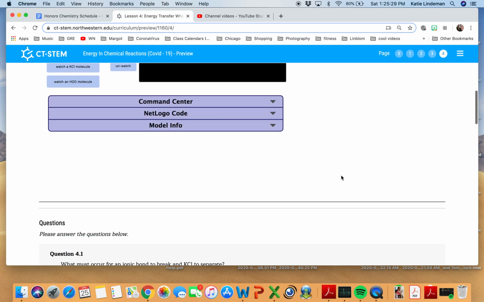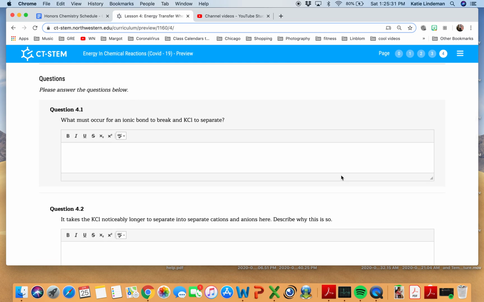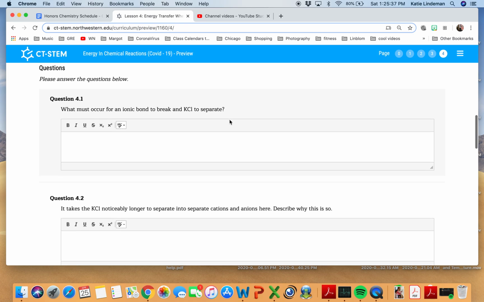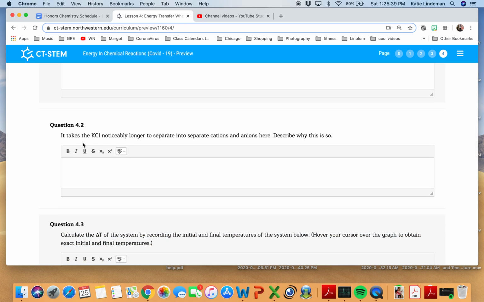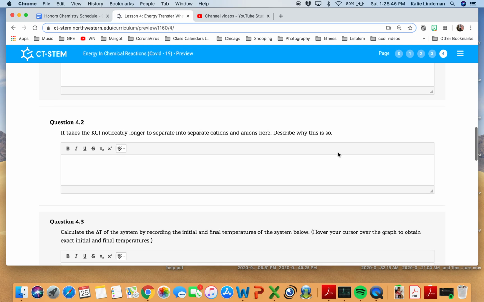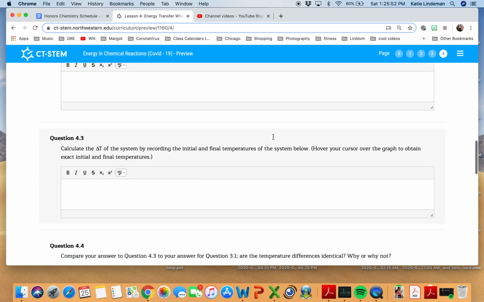Okay, so just like before, I'm scrolling down to see what my questions are. Okay, so what must occur for an ionic bond to break and for potassium chloride to separate? It takes the potassium chloride noticeably longer to separate into cations and anions. Describe why this is so. Okay, so this question is asking us to compare what's happening here to what was happening on the previous screen.